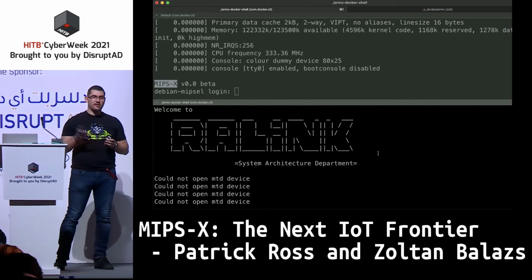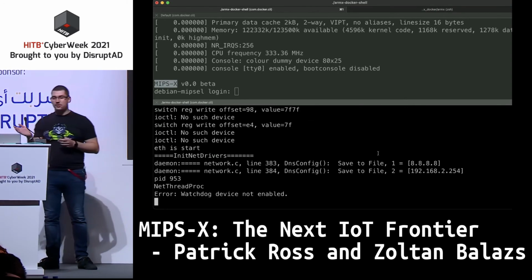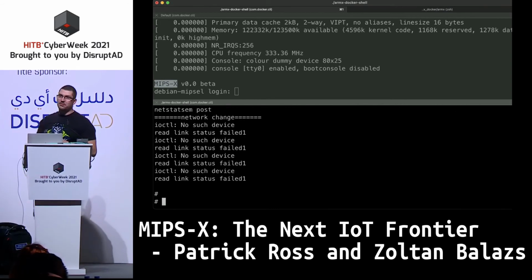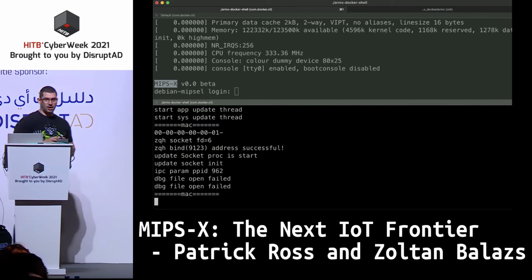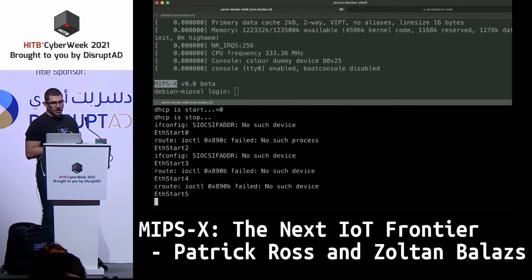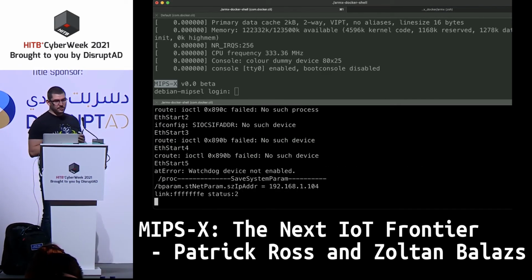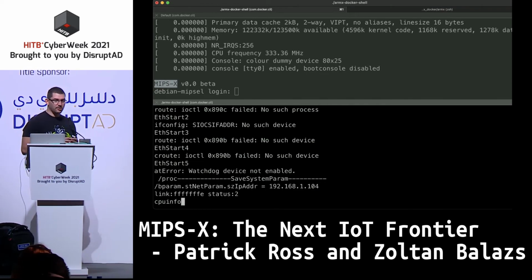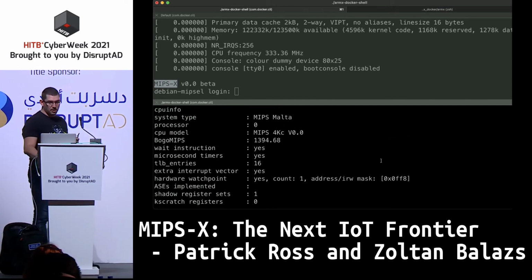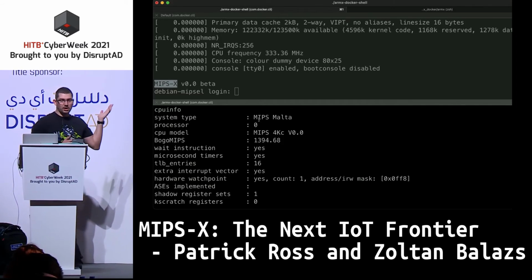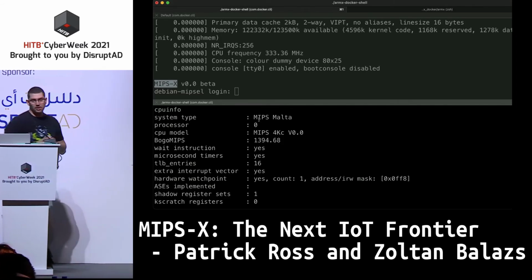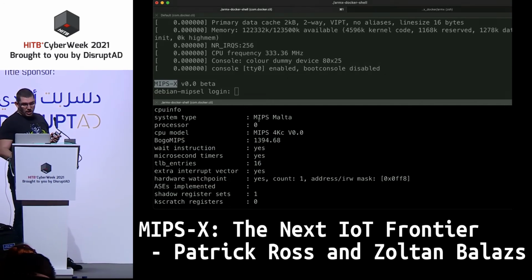As you can see, there are a lot of error messages, and it's sometimes really hard to figure out which error messages are interesting for us and which are not. But as you can see, stuff works right now. For example, if I'm checking the CPU info, you can see that I'm running a MIPS emulated environment.